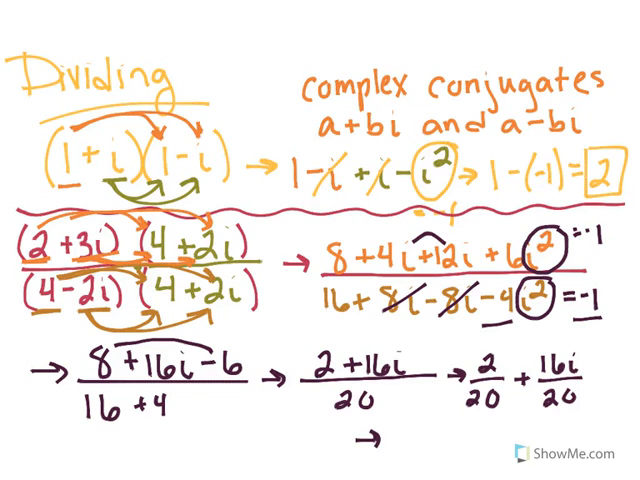So 2 over 20 simplifies to 1/10, and 16 over 20, those are both divisible by 4. That's going to give me 4i over 5, and that is my standard form of that quotient. So those are your 4 operations of complex numbers, and that will conclude this tutorial.